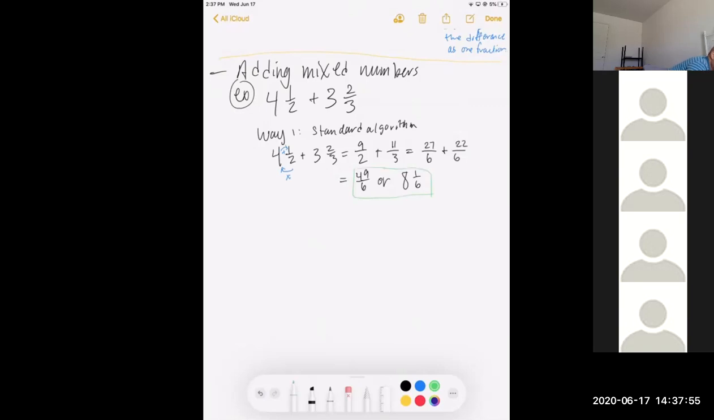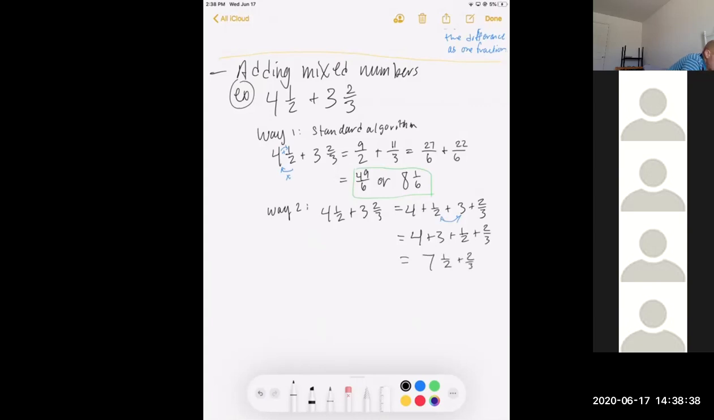Okay. So way number 2 is what Camille was saying. 4 1/2 plus 3 2/3. Now, the 4 1/2 is actually addition, 4 plus 1/2. Okay, so that's equal to 4 plus 1/2 plus 3 plus 2/3. If you wanted to expand it out like that, you can use the commutative property and switch these two, and you can add them together. It's 4 plus 3 plus 1/2 plus 2/3.